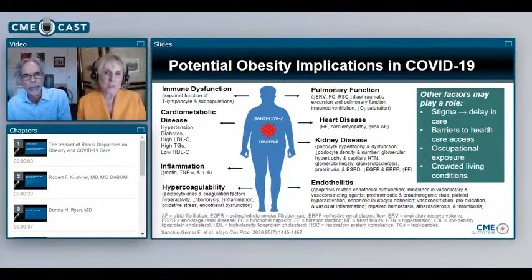So individuals with obesity, first of all, are more likely to have all of the comorbid conditions like diabetes, cardiovascular disease, kidney disease, altered pulmonary function, and those things make individuals more susceptible to adverse outcomes of COVID-19. But obesity in and of itself, we need to recognize that there is immune dysfunction there. So there's impaired function of our T lymphocytes and subpopulations of those T lymphocytes. So that early immune response is impacted.